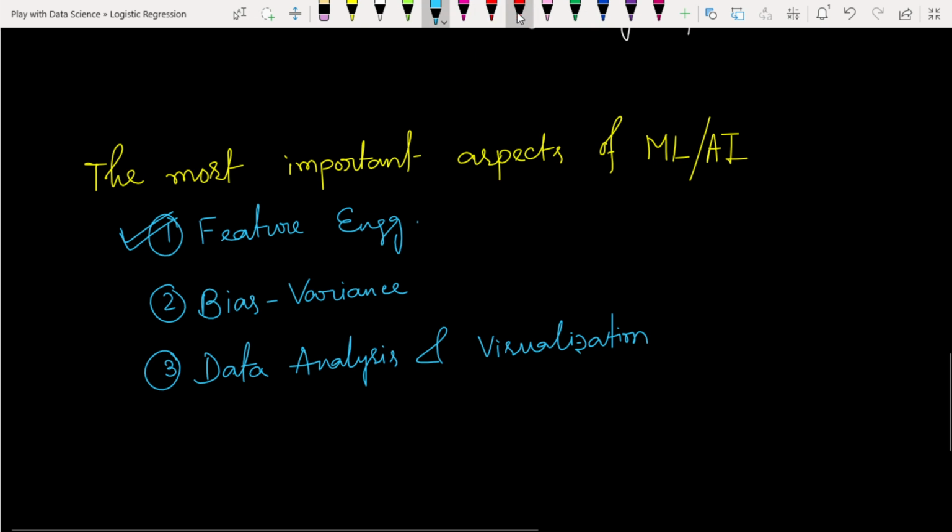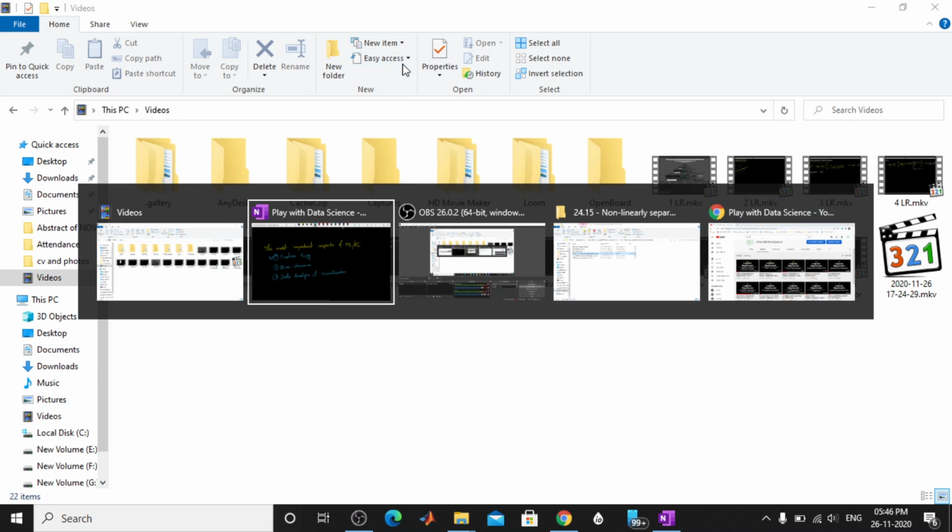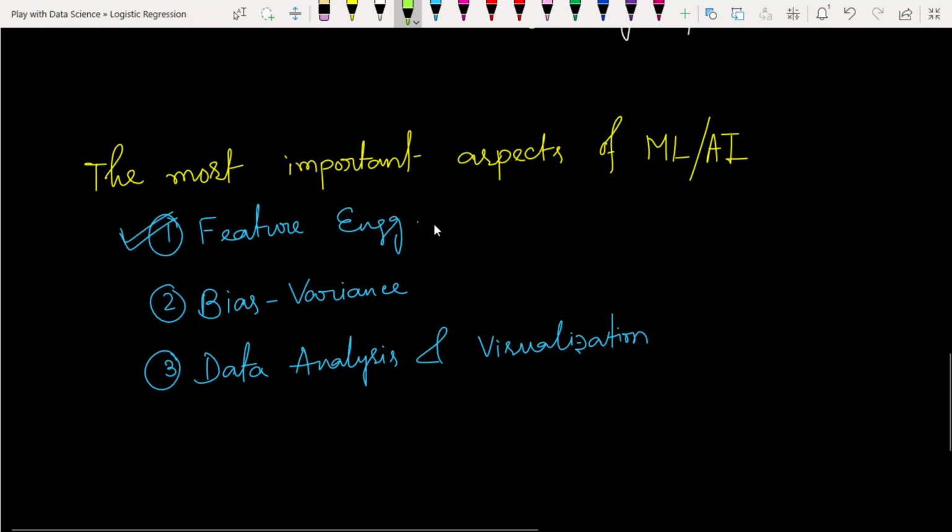These things totally depend on your skill, creativity, and experience. Feature engineering will totally depend on your creativity.